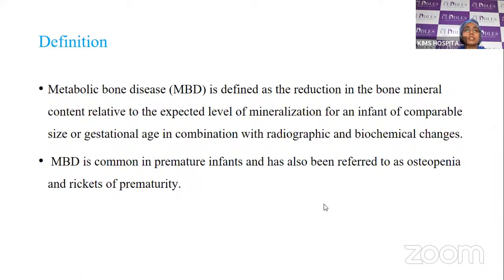Metabolic bone disease is defined as a reduction in the bone mineral content related to the expected level of mineralization for an infant of comparable size or gestational age, in combination with radiographic and biochemical changes. It is also referred to as osteopenia or rickets of prematurity.